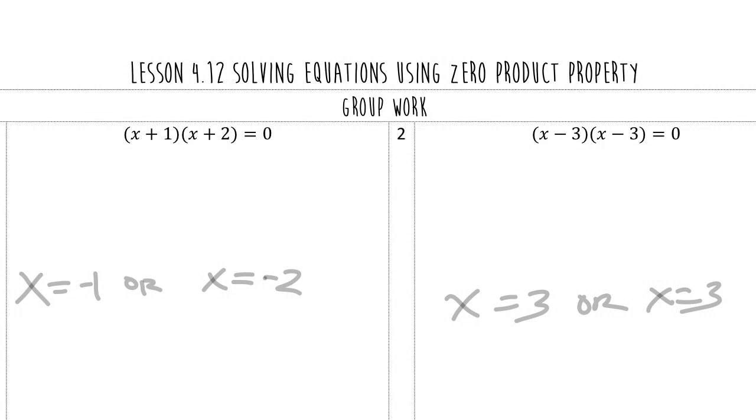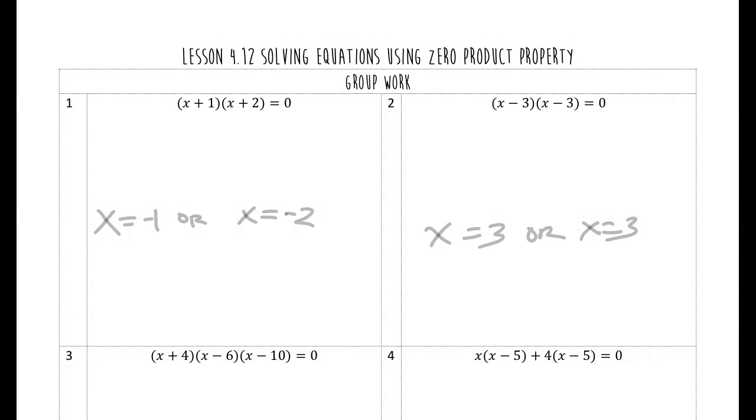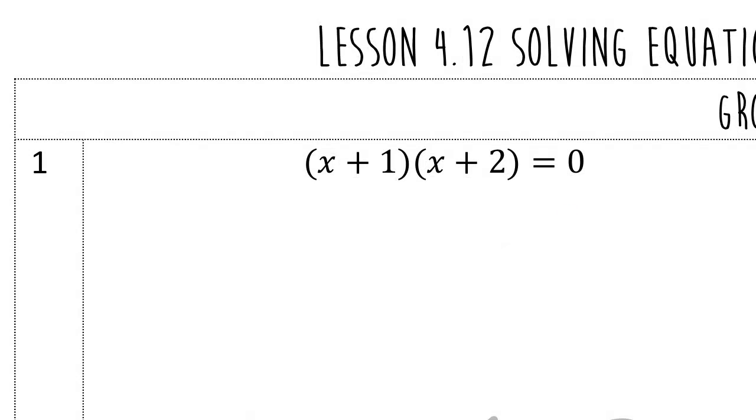Okay, so for problem number 1, you should have x equals -1 or x equals -2. For problem 2, x equals 3 or x equals 3, so there's only one solution to that one. So if you got these correct, move on. If you didn't, let's go over them.